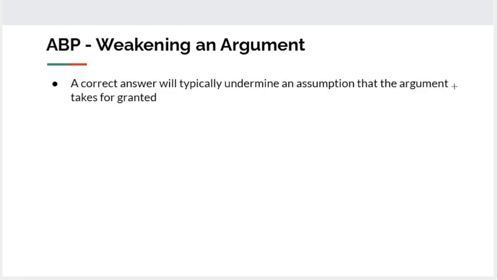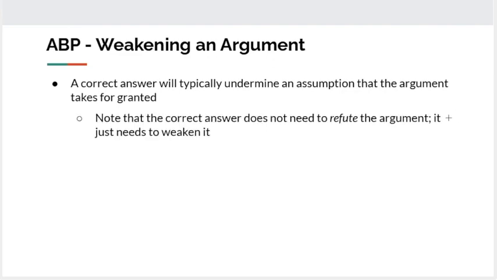First of all, we want to know what we're looking for in terms of correct and incorrect answers. A correct answer to one of these weakening an argument questions will typically undermine an assumption that the argument takes for granted. So if the argument takes some assumption for granted, and then we have something that says that assumption isn't valid after all, that would weaken the argument. Something to keep in mind is that the correct answer doesn't need to refute or disprove the argument. It just needs to weaken it to make it less likely to be correct.